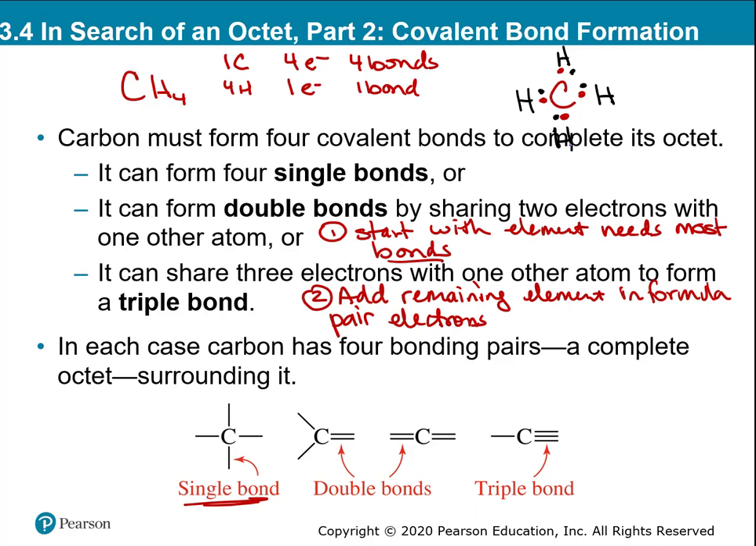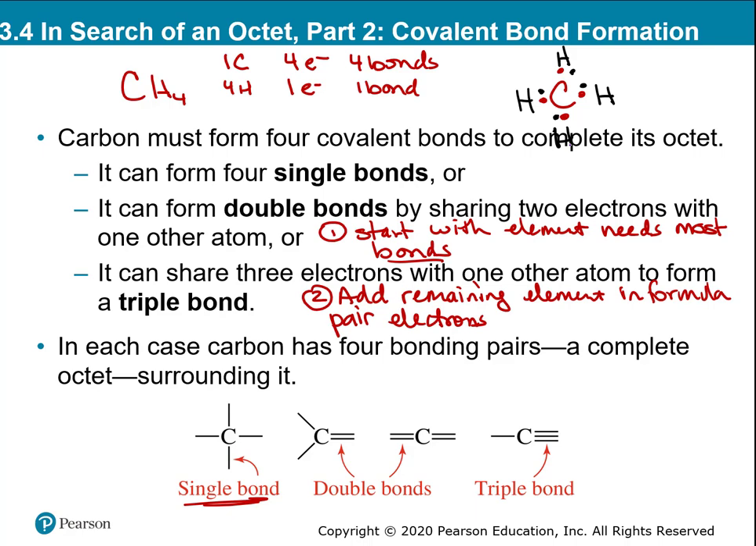So notice down at the bottom, it shows that carbon, if given the opportunity, can make 4 single bonds. But on occasion, it may have to share 2 pairs of electrons with another atom, forming a double bond, or it may even have to share 3 pairs of electrons with another atom, which would make a triple bond.